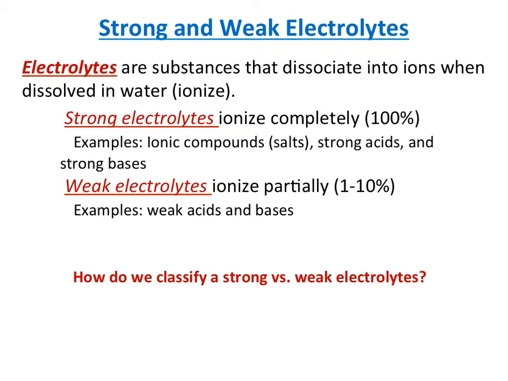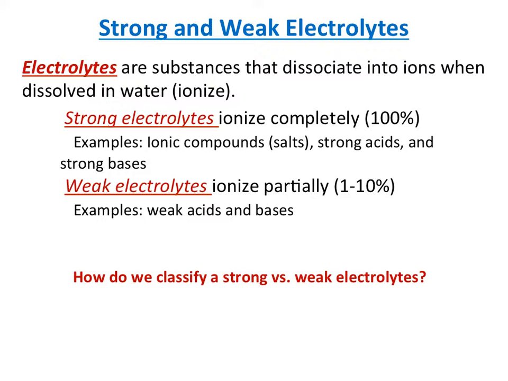So again, we talk about electrolytes. They are substances that dissociate into ions when they're dissolved in water. We call that ionization. There are two classes: strong electrolytes and weak electrolytes. A strong electrolyte ionizes completely, meaning that 100% of that compound is going to ionize into its component ions. These include things like ionic compounds, strong acids, and strong bases. Weak electrolytes ionize only partially, maybe only 1 to 10% of all the molecules actually ionize. These are weak acids and weak bases.